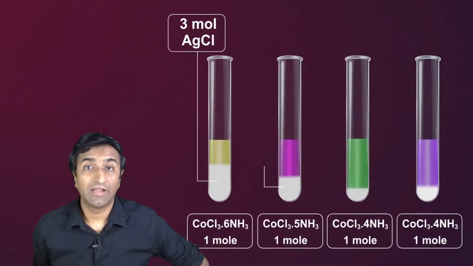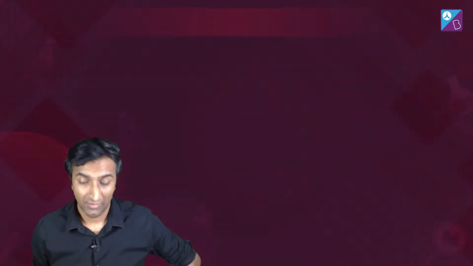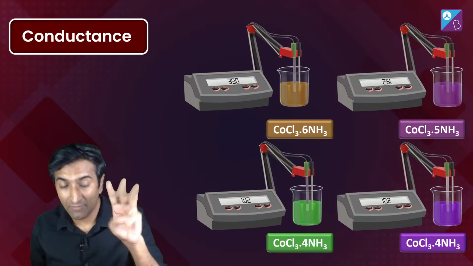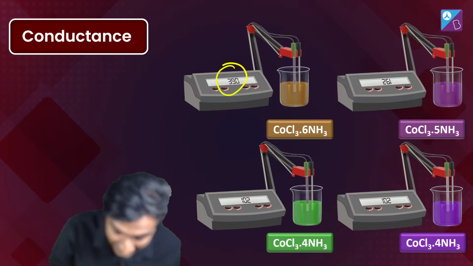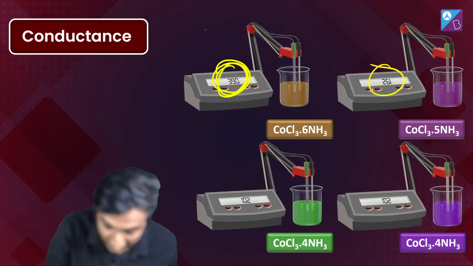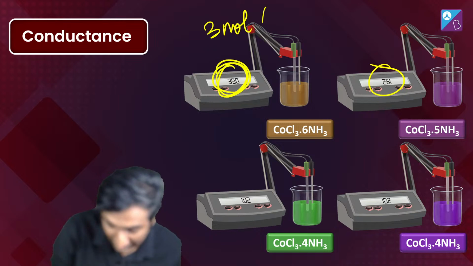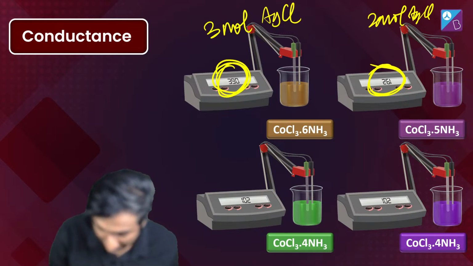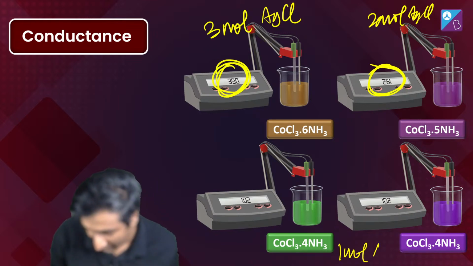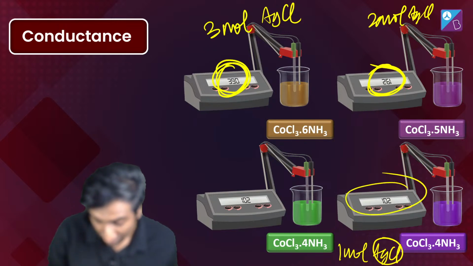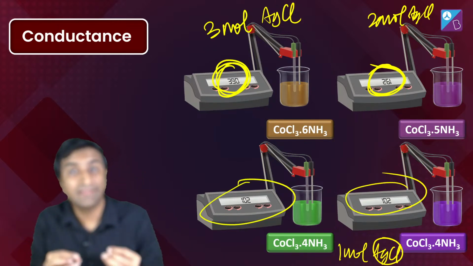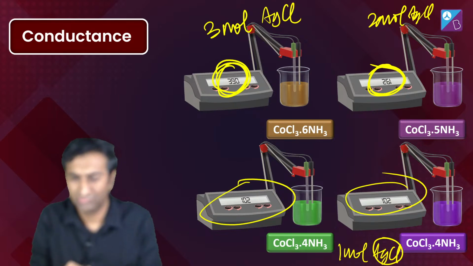And what helped him prove that something was up was when he did the conductance test. जिसने दिया 3 mole वाला, that showed the highest conductance. Look at that, 390. This is the 3 mole AgCl one. This is the 2 mole AgCl one, that gave 261. And बाकी ये दोनों 1 mole AgCl वाले gave this. So it looks like जितने ज्यादा chlorine atoms उतना ज्यादा conductivity.